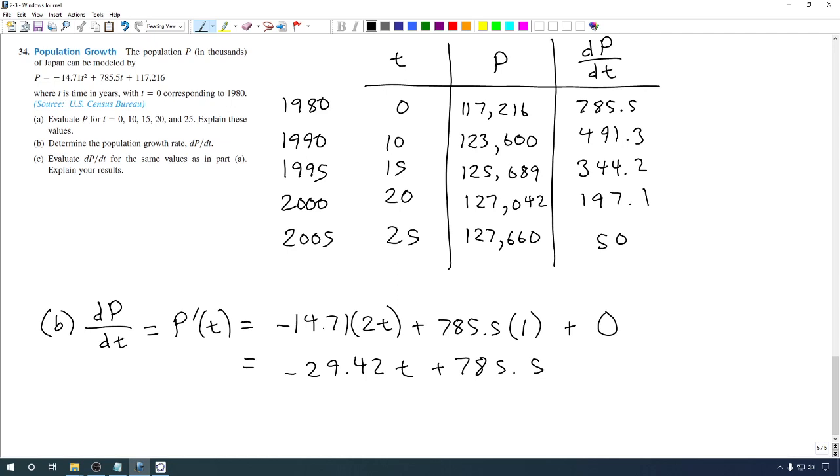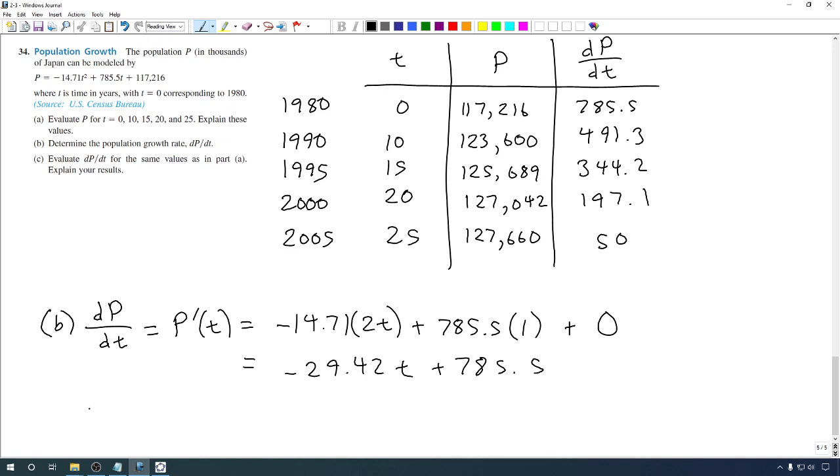Now, what do these actually mean? These numbers tell us how much we should expect the population to change from a given year to the next. So in 1995, we know that the population was 125 million people, or 125.689 million people, if we want to be more precise. But we expect the population in 1996, the very next year, to be essentially 344,000 more people than what we had in 1995.